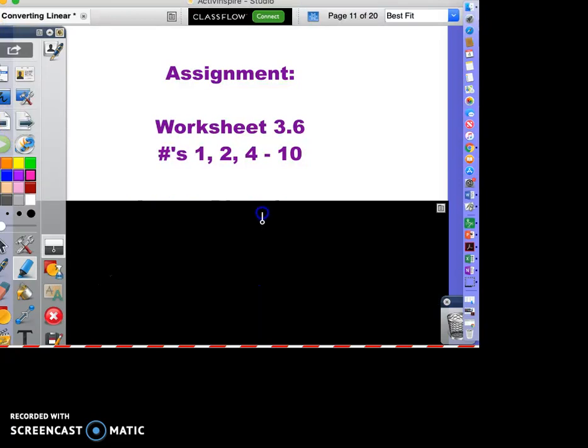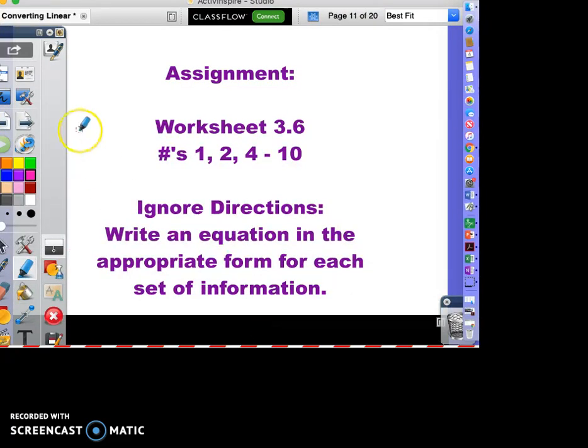All right, your assignment is page, this is wrong on here. The assignment that we are going to be doing is 1 through 5, 7, 17, 18, 21, 22, 24. We're going to do all the point slope form today. So I will change this right now.